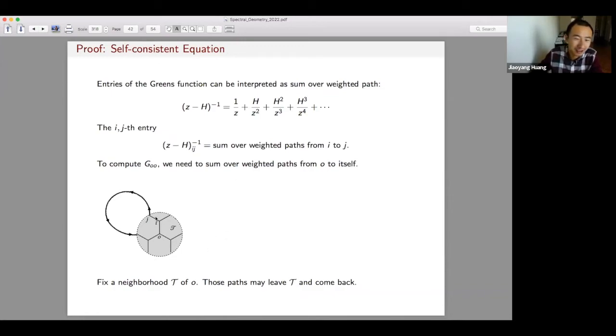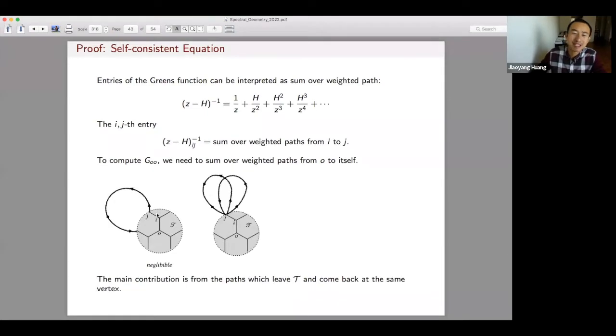And for those paths, if we take some neighborhood T of the vertex o, it will either stay completely in the neighborhood, or it will leave this neighborhood and come back. But it turns out the main contribution comes from those paths which leave this neighborhood at some vertex j and then come back exactly at the same vertex j. Otherwise, if it comes back from another vertex, then you will have a large cycle, which happens with a very small probability. For most of the vertices o, this large cycle does not happen.